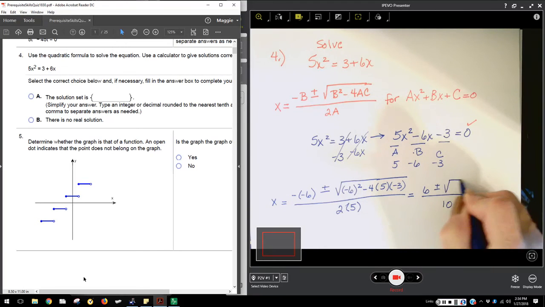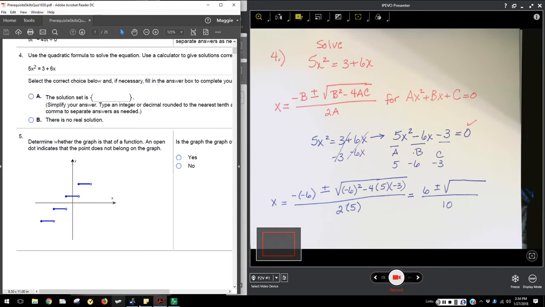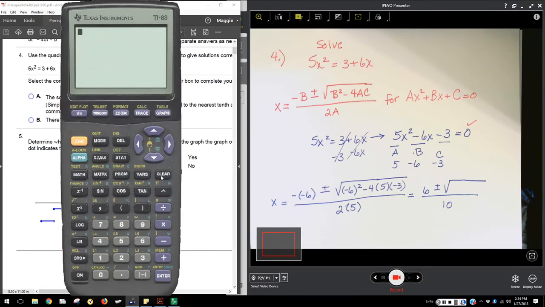So the only difficult arithmetic is going to be to find the radicand. And we will clear this off and multiply negative 6 squared minus 4 times 5 times negative 3. And the radicand is 96.